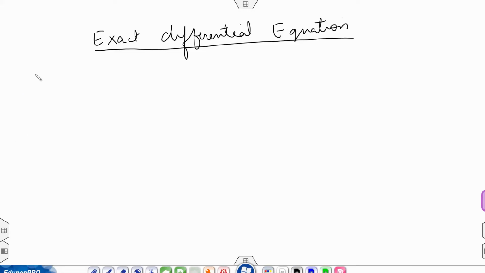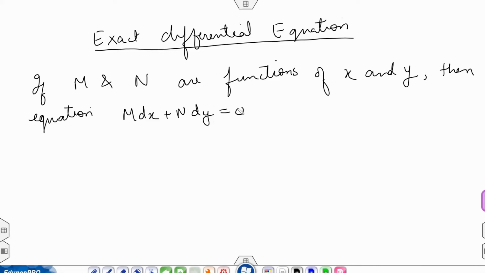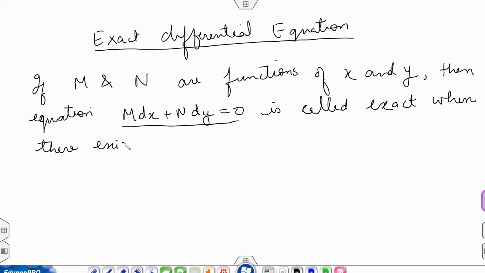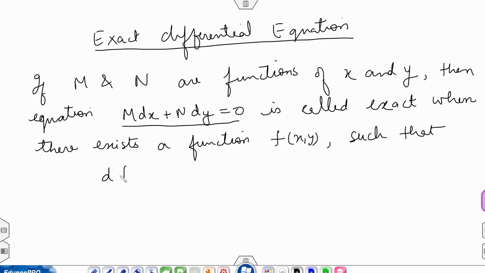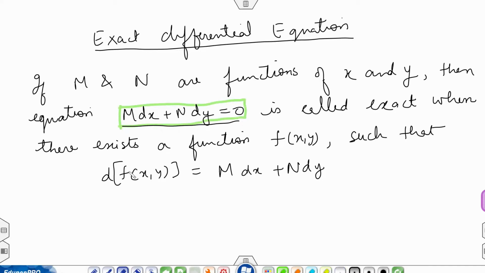Suppose M and N are functions of x and y. Then this equation is called exact when there exists a function f(x, y), that is, f is a function of x and y, such that the total differential of f is equal to this. So you have a differential equation like this. Now if you can find some function f such that this is equal to this, then you will say that this differential equation is exact.